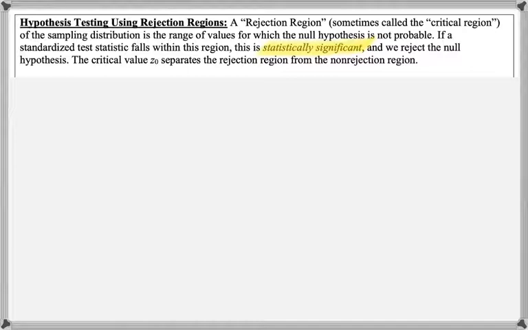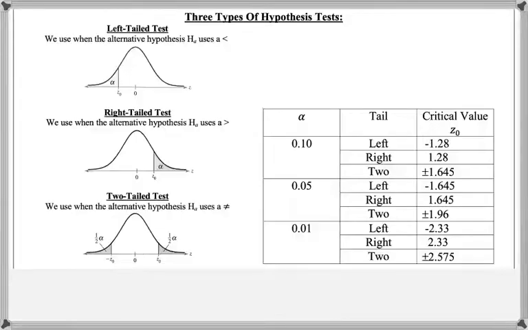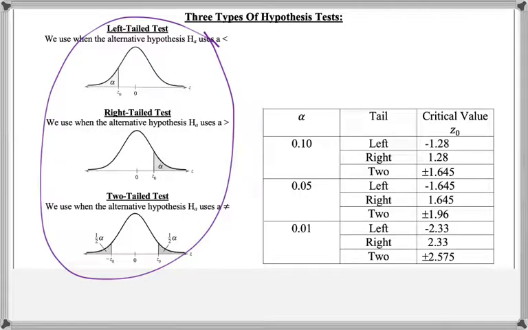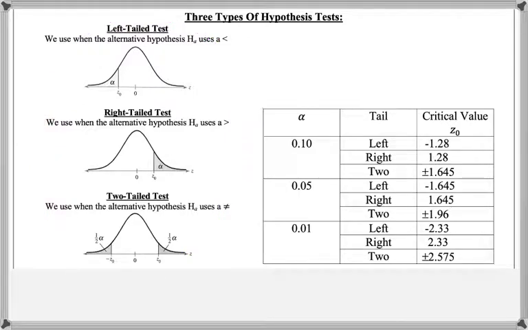The critical value z0 separates the rejection region from the non-rejection region. So we still have three types of tests: the left tail test, the right tail test, and the two-tail test. And they are determined by the alternative hypothesis. So if the alternative hypothesis uses a less than sign, it's left-tailed. If it uses a greater than sign, it's right-tailed. And if it uses a not equal sign, it's two-tailed.